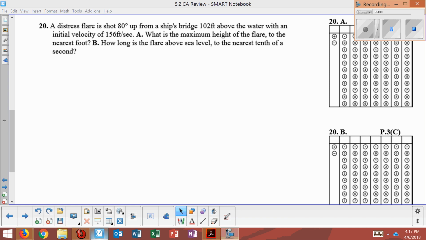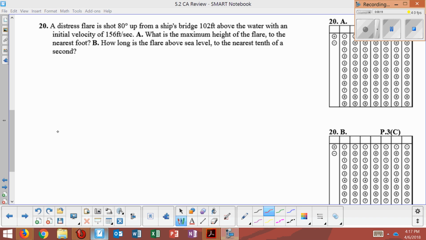Number 20, the distress flare shot up 80 degrees from a ship's bridge, 102 feet above the water, with an initial velocity of 156 feet per second. Part A asks, what is the maximum height of the flare to the nearest foot, and how long has the flare been above sea level to the nearest tenth of a second is part B.